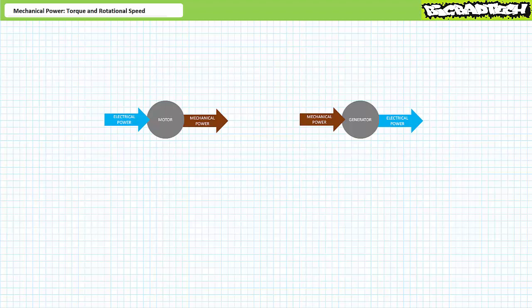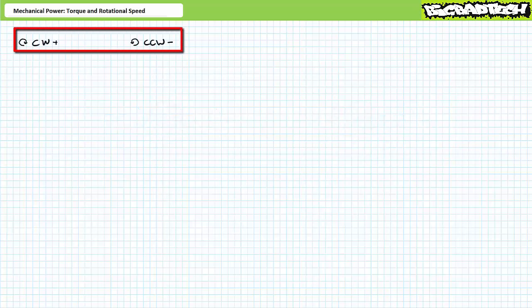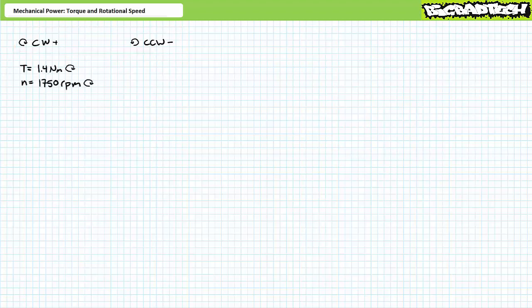In order to establish some clarity, allow me to make the first of several proclamations. Proclamation 1. Clockwise is positive. Counterclockwise is negative. This applies to both torque and rotational speed. Consider a motor revolving at 1750 RPM clockwise and exerting 1.4 Newton meters of torque also in the clockwise direction. With both quantities in the clockwise direction, we would assign positive polarities to both torque and rotational speed.